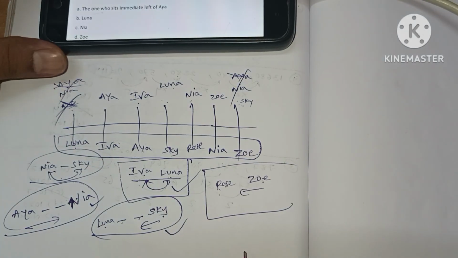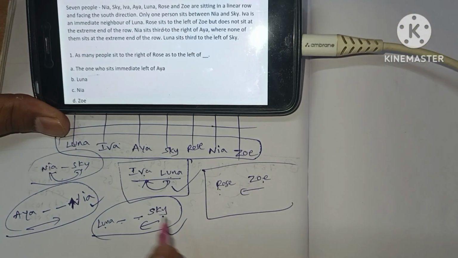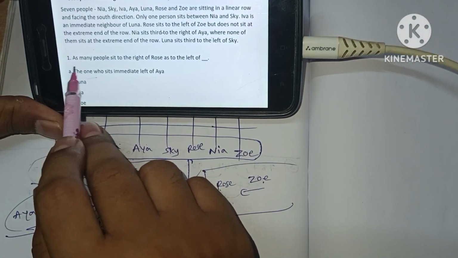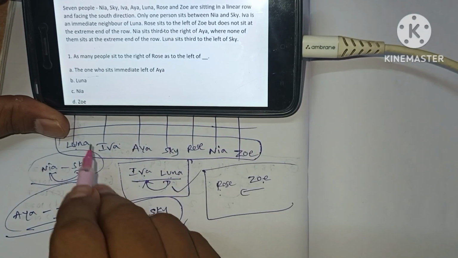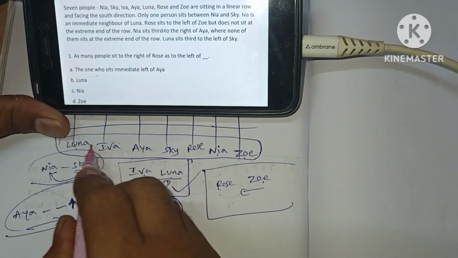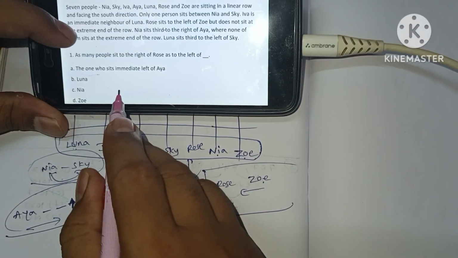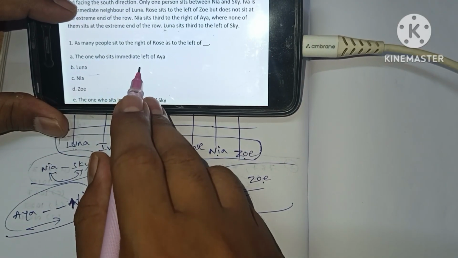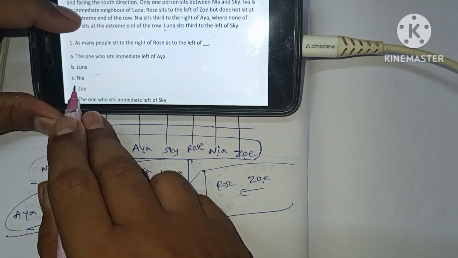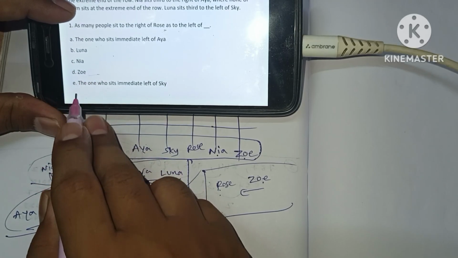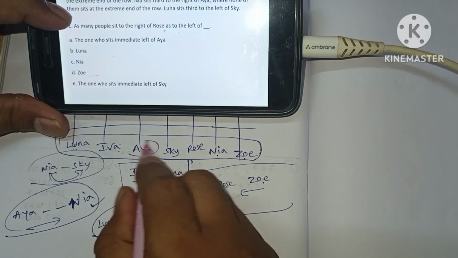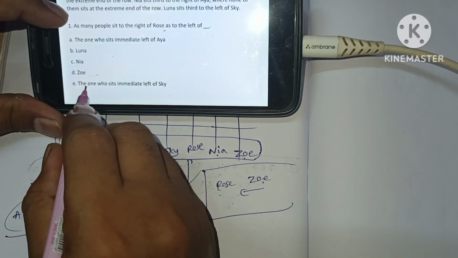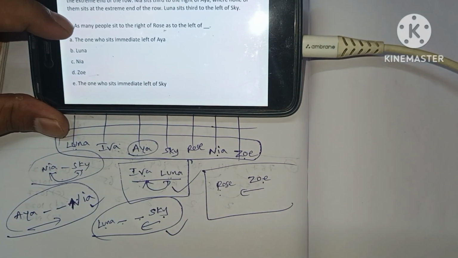Okay. Now let's see the questions. First question. As many people sit to the right of Rose as to the left of Aya. So our answer will be the one who sits immediate left of Aya. No, there is no Aya here. The one who sits immediate left of Sky. So we got Aya. So our answer will be option E for the first one.